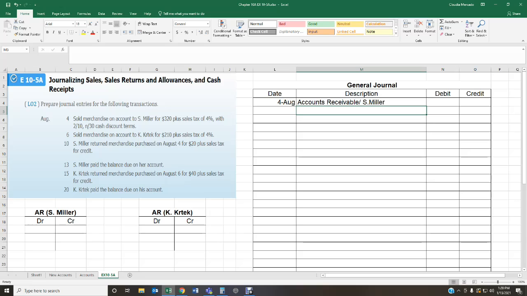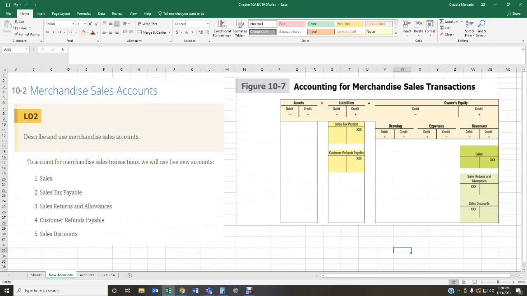So what is happening? Well, we made a sale. We sold merchandise to Miller, so we're going to have an account for sales. Now, if you look at your diagram over here, whenever you have sales, it's going to be a credit.